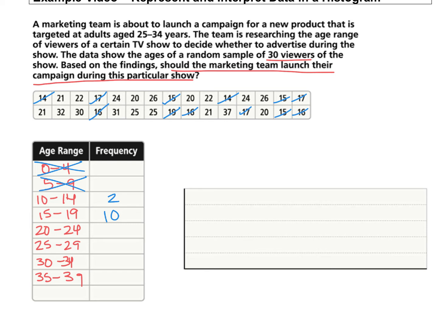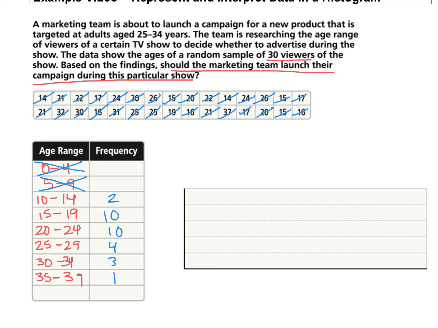Now between 20 and 24. So 21, 21, 22, that's 1, 2, 3, 4, 5, 6, 7, 8, 9, 10. Between 25 and 29, we got a couple 25s, 1, 2, here's a 26 for 3, another 26 makes 4. 30 to 34, so 32, 30, there's 2, 31 makes 3, and how many are between 35 and 39? All we have left is that 37, giving us 1.